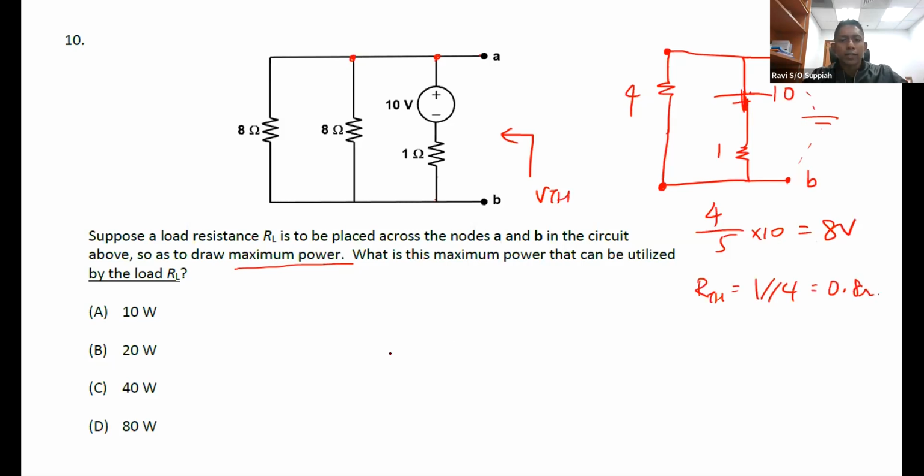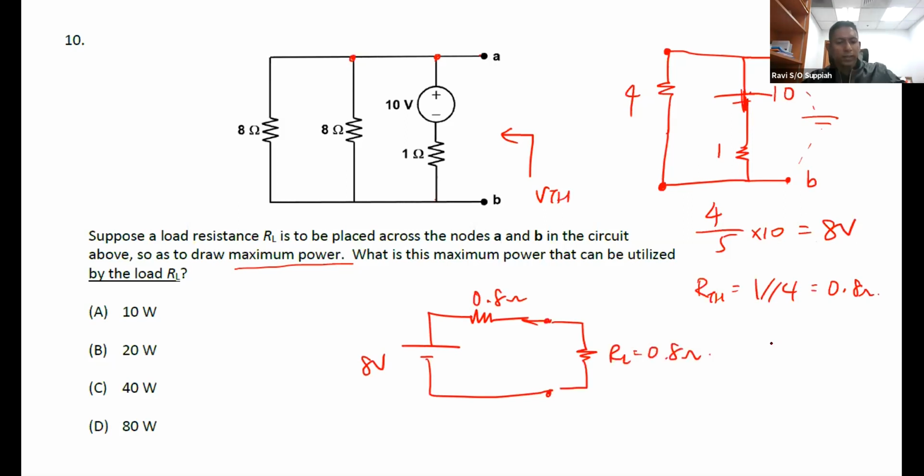Okay, so the final circuit will look like this. You have 8 volts and 0.8 ohm. And in order for me to do maximum power transfer, the RL must also be equal to 0.8 ohm. So you just find the power, using either I square R or V square over R, and you will get 20 watts.